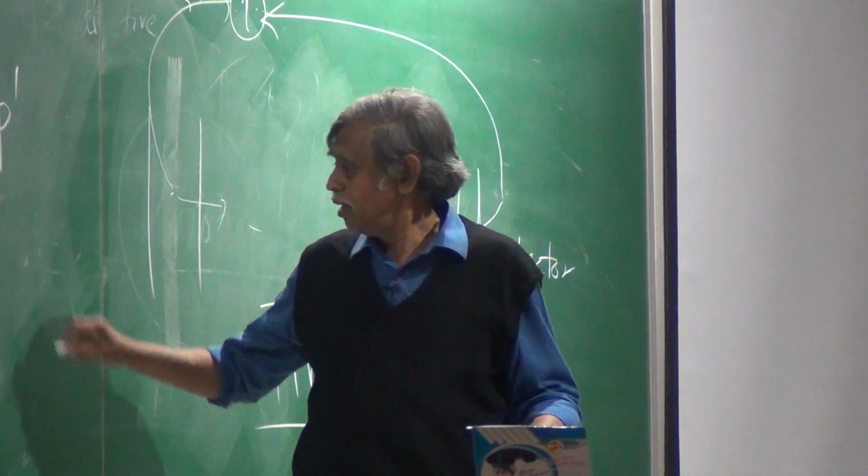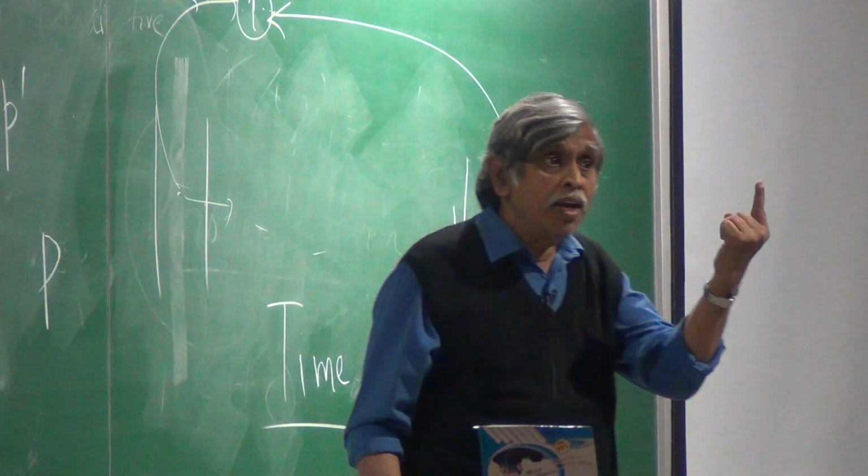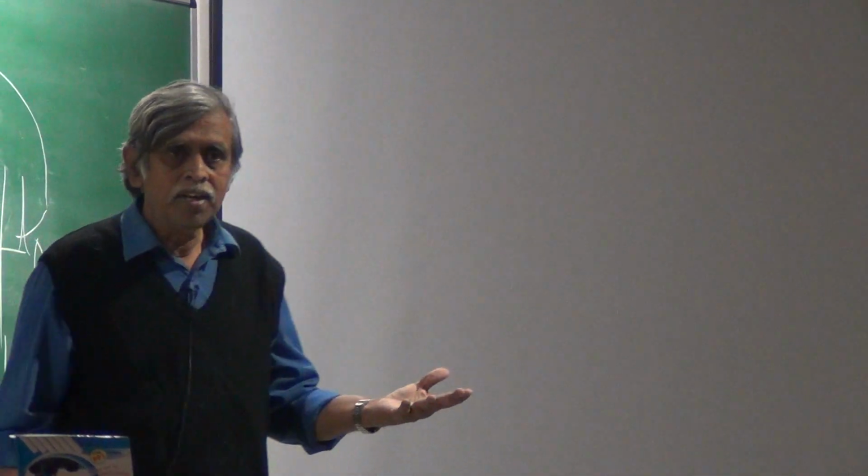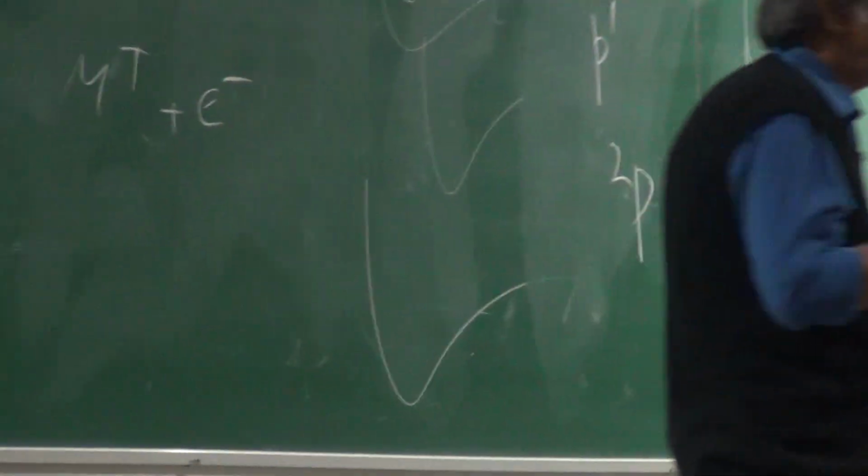What is the term state? P state. There's only one electron. Therefore, what's the spin going to be? Half. Therefore, what is the 2S plus 1 going to be? That's a doublet P state. So we are looking at a state which is doublet P up there.